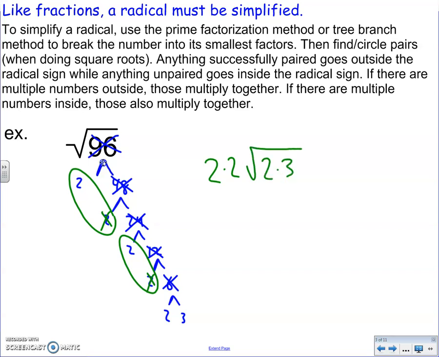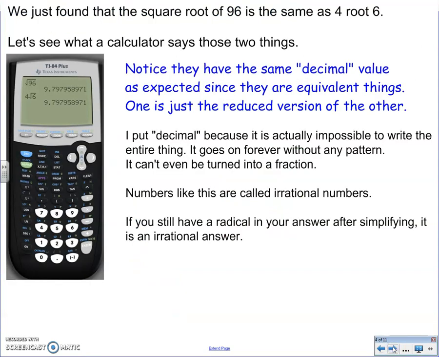Like I said before, you multiply. 2 times 2 is 4, that's on the outside. Inside, 2 times 3 is 6. That is the answer. The square root of 96 is the same thing as 4 root 6. So we just found out that the square root of 96 is the same as 4 root 6.